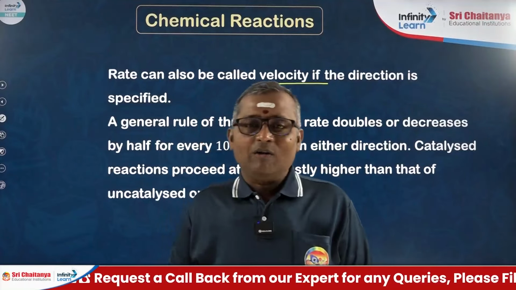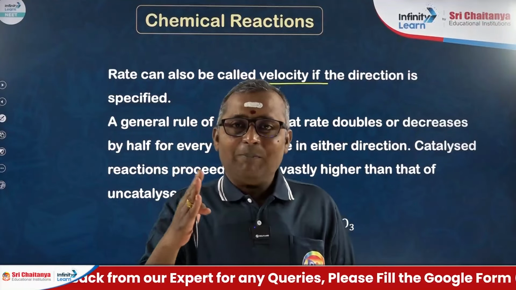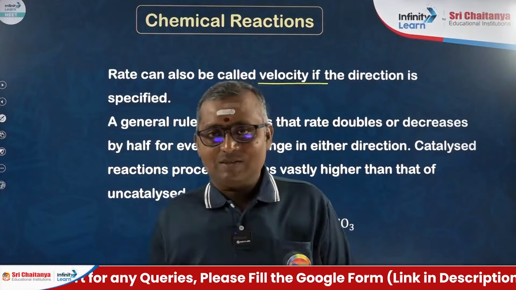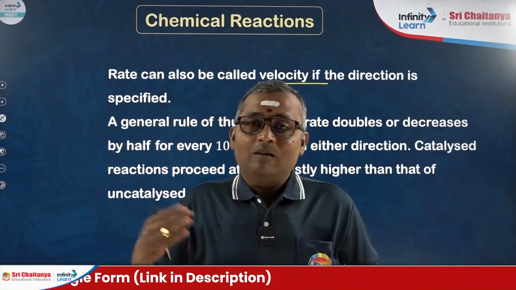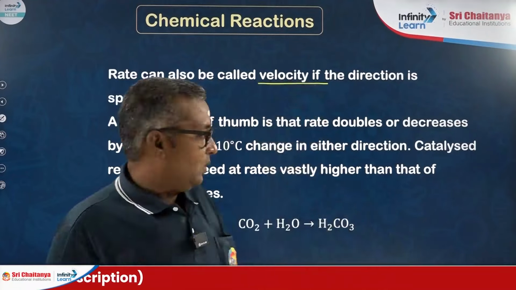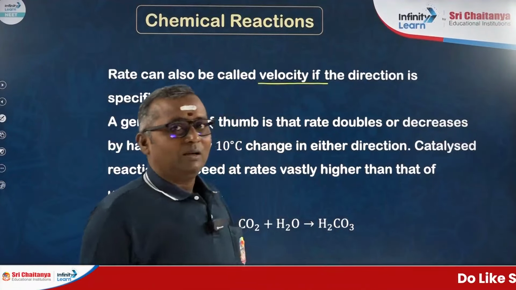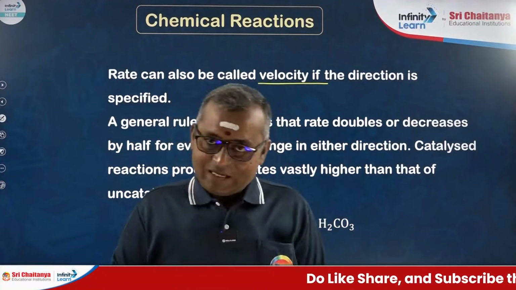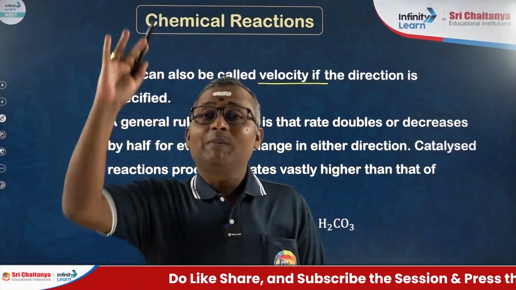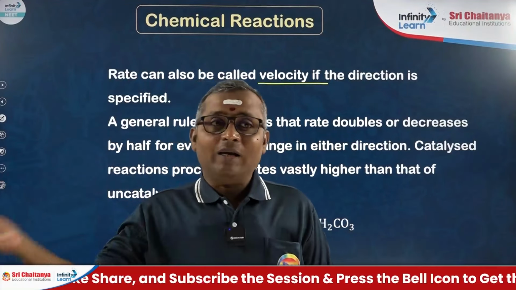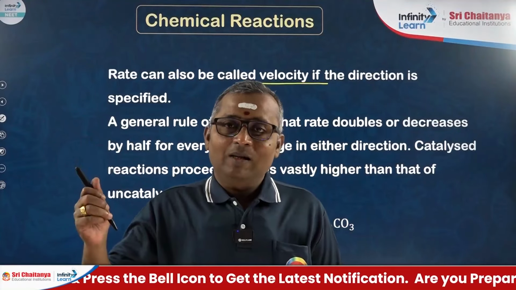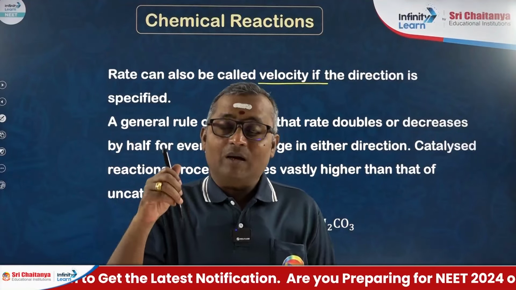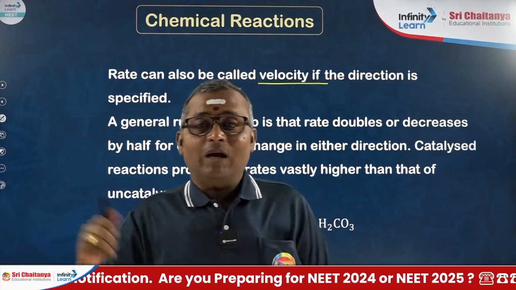There is a general rule of thumb that a change in temperature of every 10 degrees Celsius can cause doubling or halving of the rate in either direction. So, for any chemical reaction in the presence of a catalyst, the rate will be higher when compared to the uncatalyzed reaction.